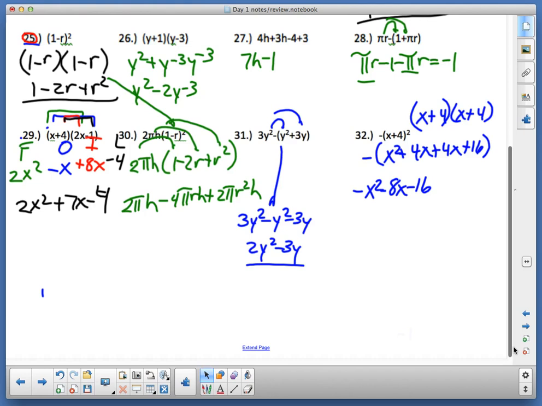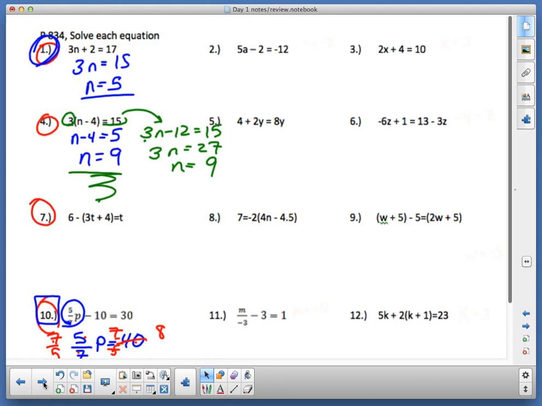We finished the combining like terms section, and now we got the solving section. Let's finish up. In problem 2, we have adding 2 to both sides. So we get 5a equals -10. And we divide by 5, and a is -2. In 3, we subtract 4 from both sides. You have 2x is equal to 6, and x is 3.